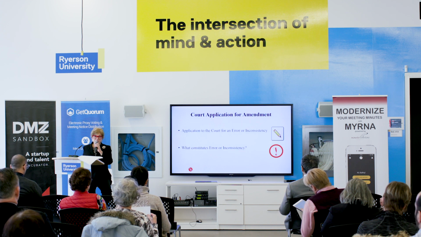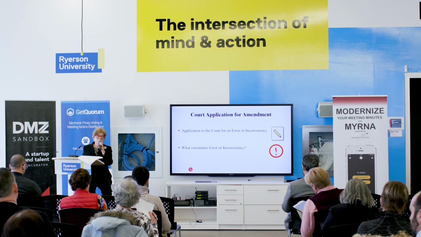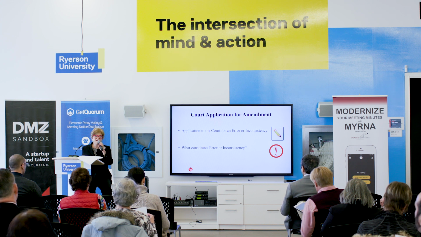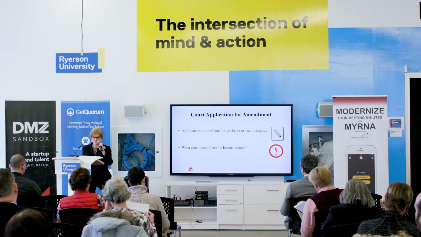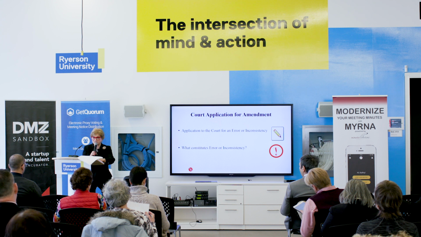Okay. Most of the time, we do it by an application to court under Section 109. So the amendments with consent are done under Section 107, and the amendment by court application is done under Section 109. Now, the application to the court is limited to a correction for an error or inconsistency. So what constitutes an error or inconsistency?